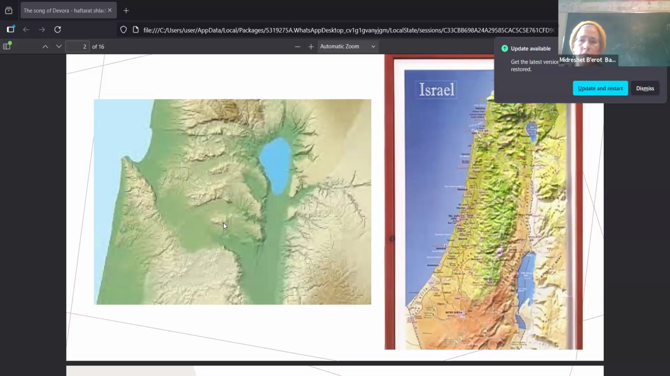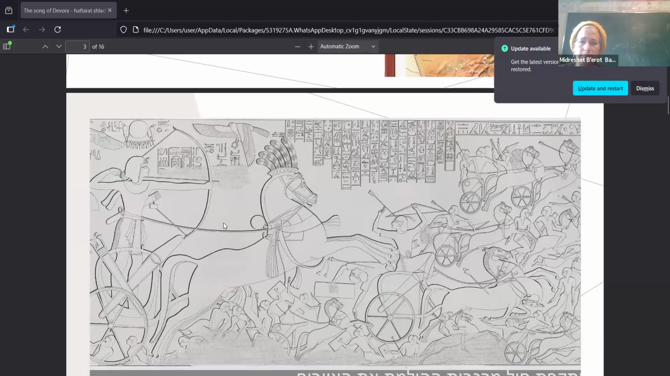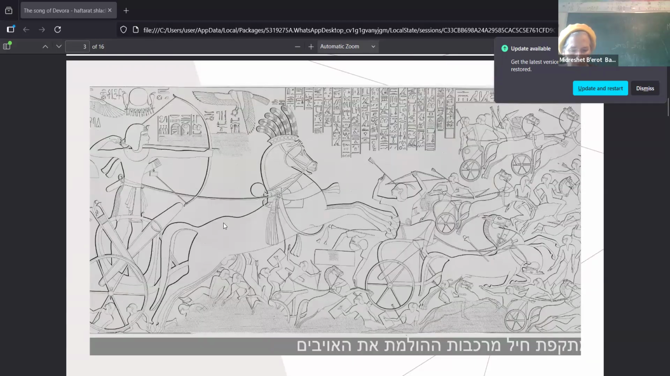Now, flip one more page on your PowerPoint. I just want to introduce you to Sisra's army. We'll get there, don't worry. I just want to introduce you to Sisra's army. What do you see? Look at the picture.